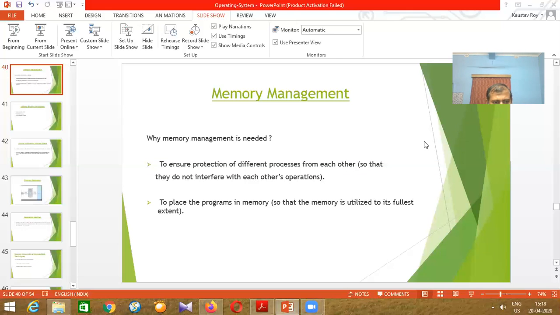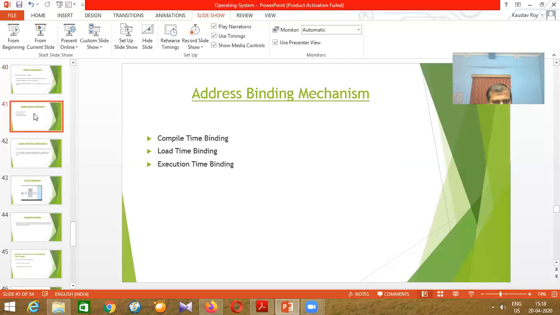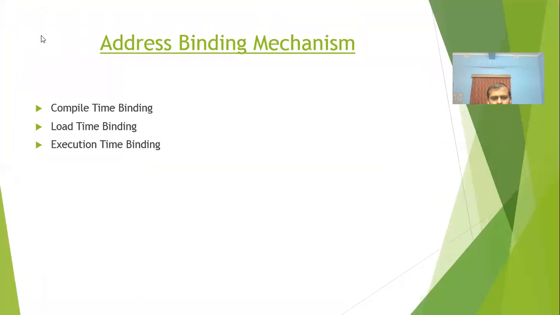So if we go to the next slide here, basically there are three different types of address binding mechanisms. Let me go to the slide here. There are three different types of address binding mechanisms. One is compile time binding, the second is load time binding, and the third is execution time binding.